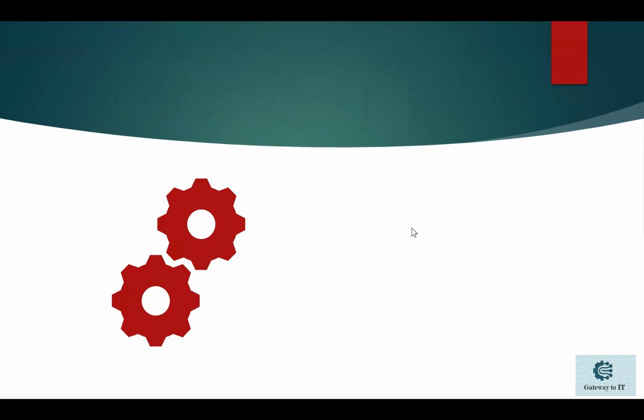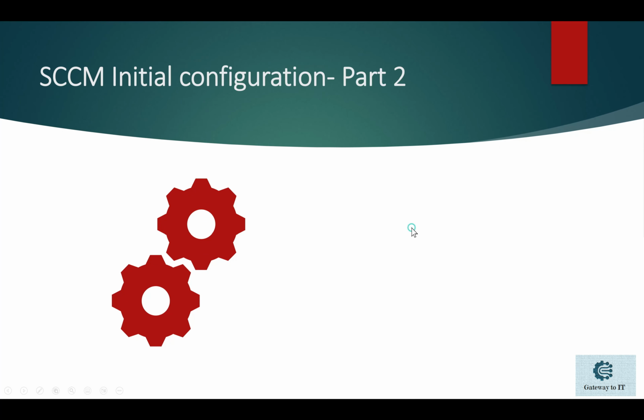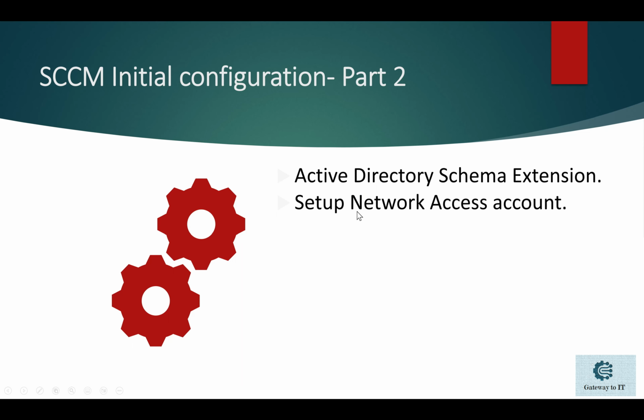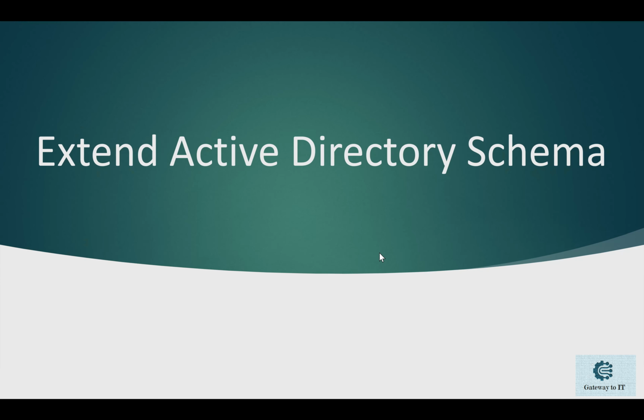And this is the second part for SCCM initial configuration. Today we're gonna configure Active Directory schema extension and we're gonna set up the network access account for the software distribution. Let's start the extension of Active Directory schema.